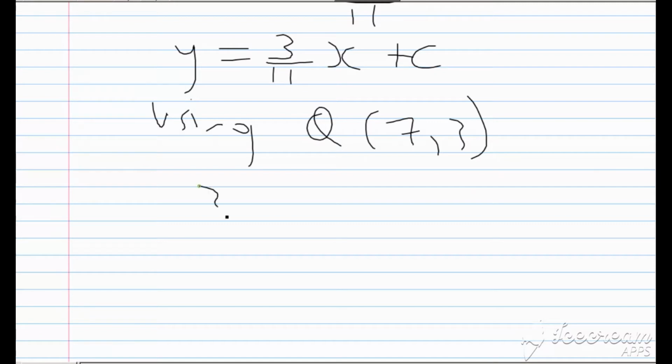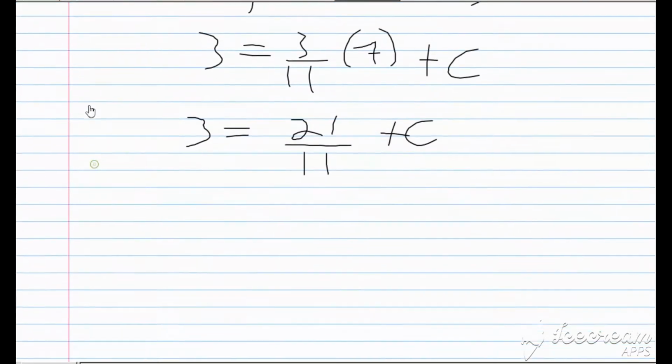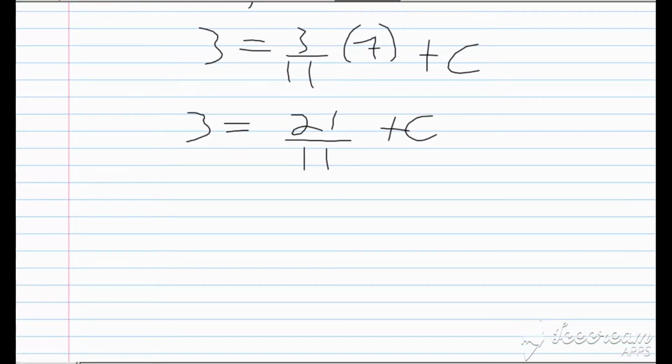So I'm going to have 3 = 3/11 times 7 + c. So we have 3 equal 3 over 11 times 7. I'm going to end up with 3 equal, that is going to give me 21 over 11 plus c. Now to find c, I'm going to have to subtract 21 over 11 from both sides. I'm just going to do it on the left-hand side. So it's going to be 3 minus 21 over 11 is equal to c.